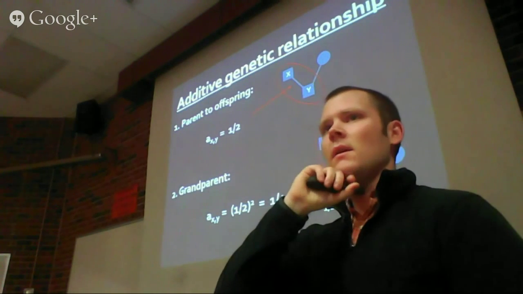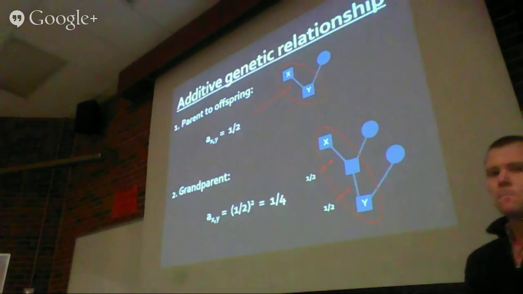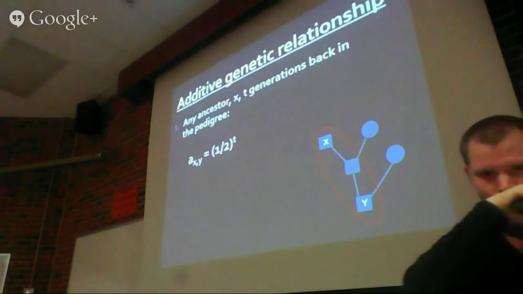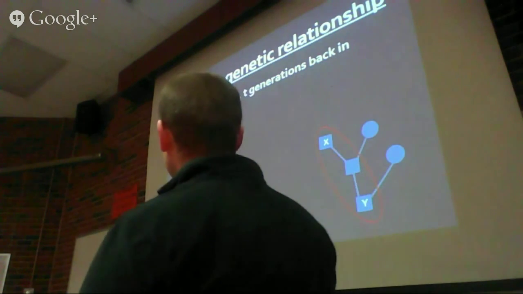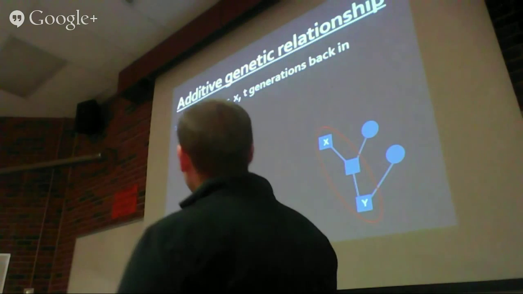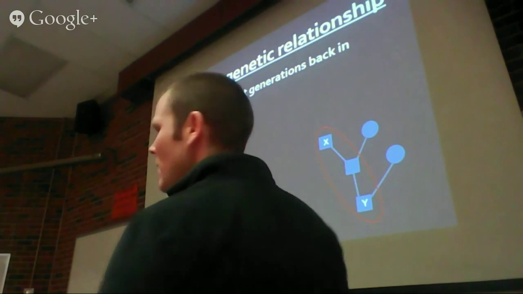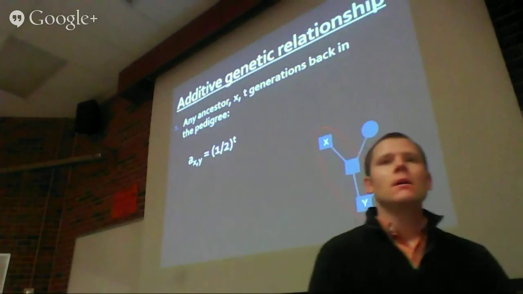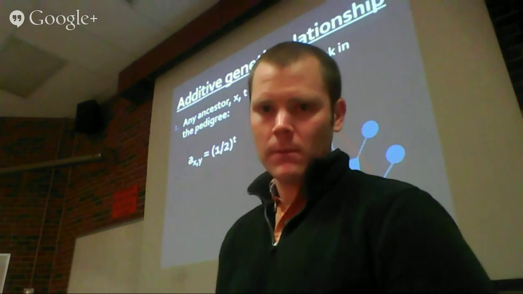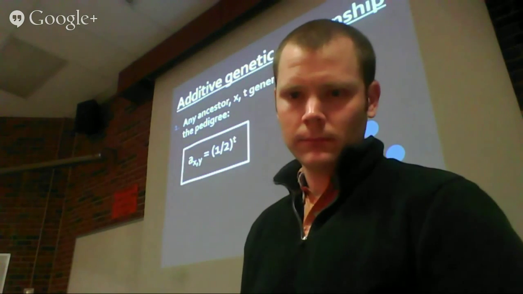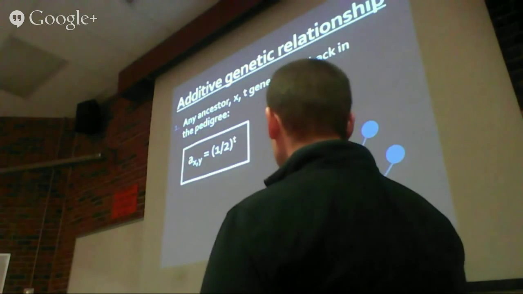Questions on that? Simple enough, right? So there's your formula. Additive genetic relationship between individuals X and Y is going to be just 1/2 to the T, the number of generations that they are separated by. So there's our T generation.